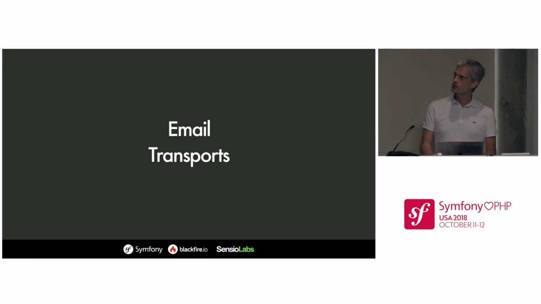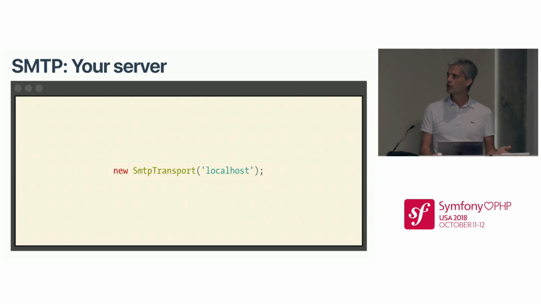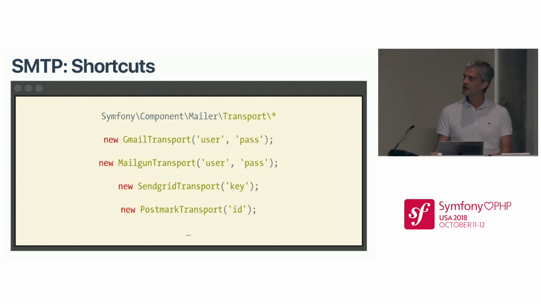Talking about email transports, we have a bunch of them. Of course, you can create an SMTP transport for local development, that works. But then we have a bunch of them. As you can see, we have this Symfony component mailer transport namespace, and a bunch of shortcuts. If you want to send an email via Gmail or Mailgun or SendGrid, whatever, this is using the SMTP transport, right? So it's a very thin layer on top of the standard and default SMTP transport class.